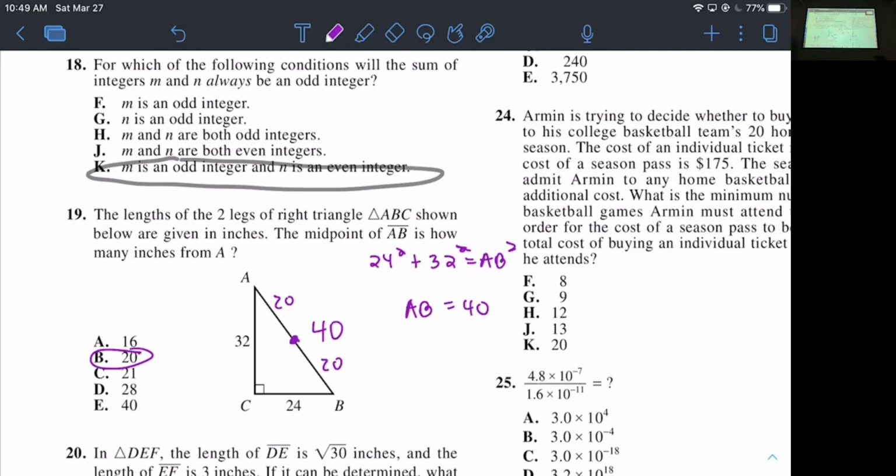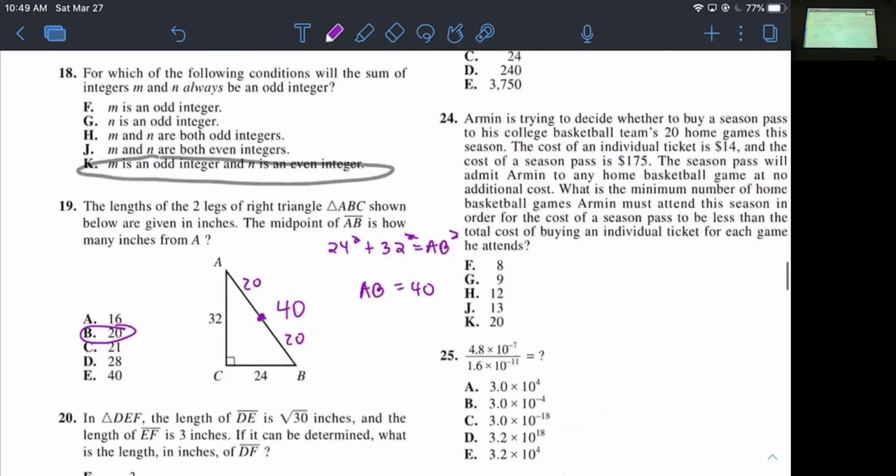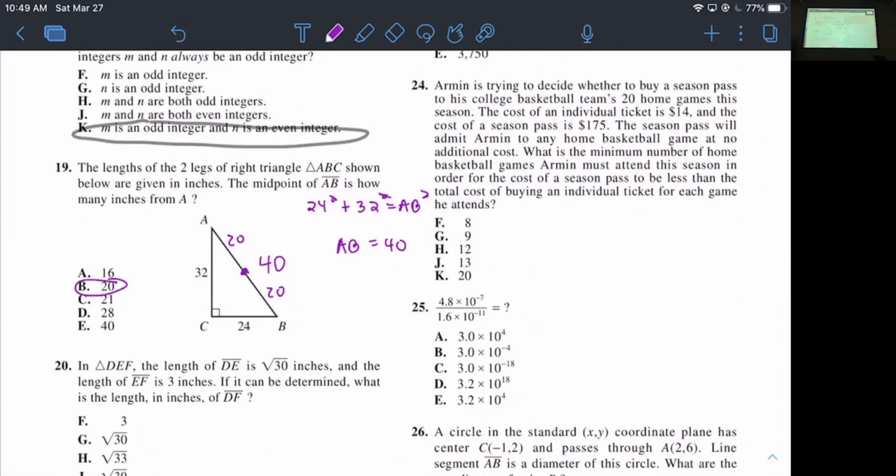Questions on that? Okay. 20, in triangle DEF, the length from D to E is square root 30 inches. So let's call this DEF. DE is square root 30 inches. EF is 3 inches. How long is it from D to F?